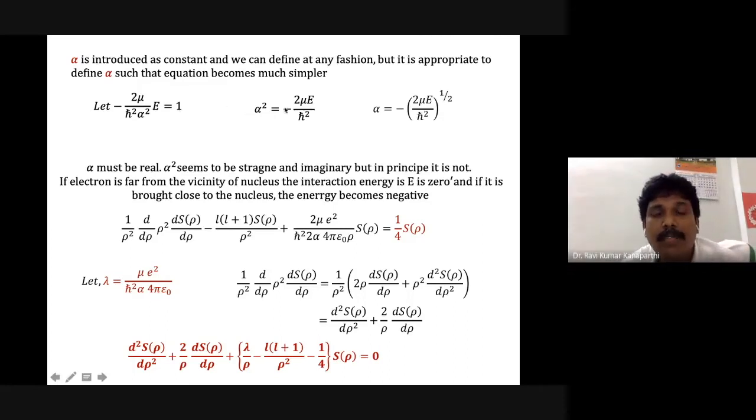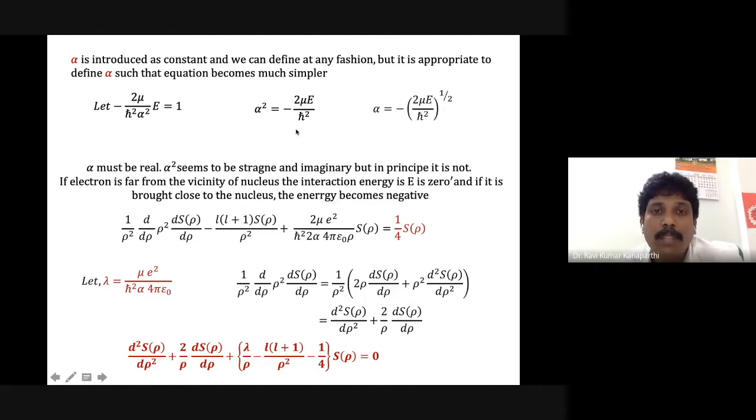That means α² is equal to minus 2μE by ħ², right? If α² is like this, then what is α? α is equal to the square root of minus 2μE upon ħ², that is, to the power 1 by 2. Now here you realize that α was introduced as a constant, right? The constant must be real and it cannot be imaginary, but the way it appears, it is basically imaginary.